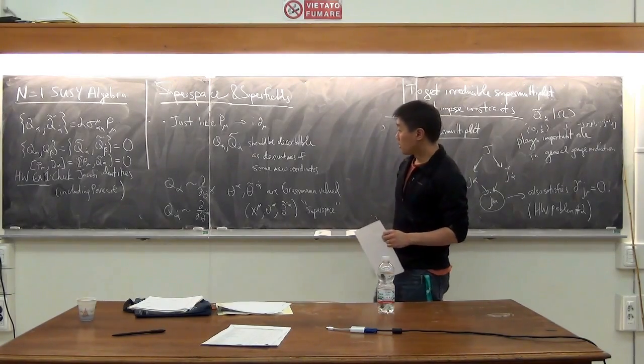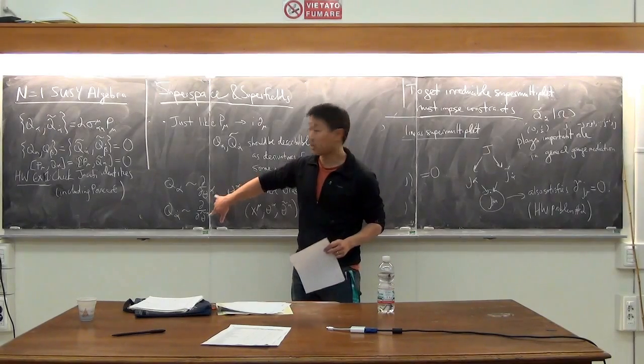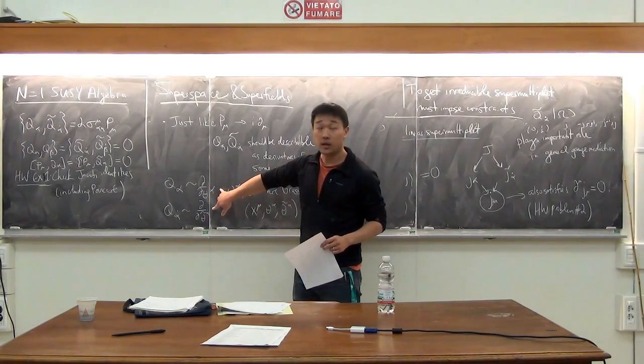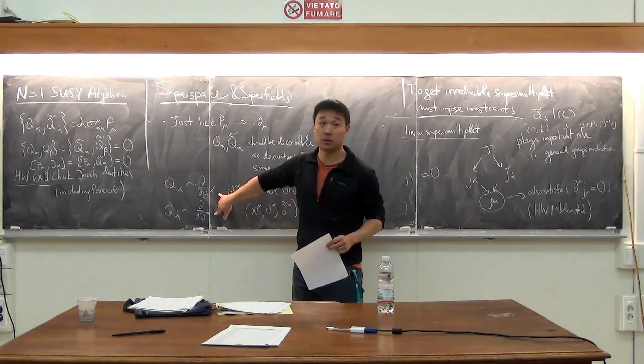Right. So this, of course, is wrong. That's why I have the squiggles. Why is it not that simple? Why is this not the representation of the Q's in superspace? The answer is on the board.